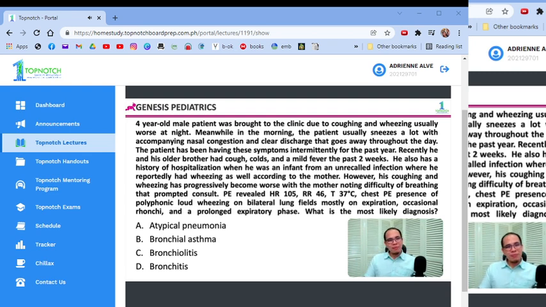Heart rate is 105, tachypneic at 46, 37. There's polyphonic loud wheezing on bilateral lung fields, mostly on expiration. So expiratory wheezes, diba? Very common to in bronchial asthma. Okay? There's also occasional rhonchi, and in some cases may mga crackles pa nga, and there's a prolonged expiratory phase. What is most likely diagnosis?